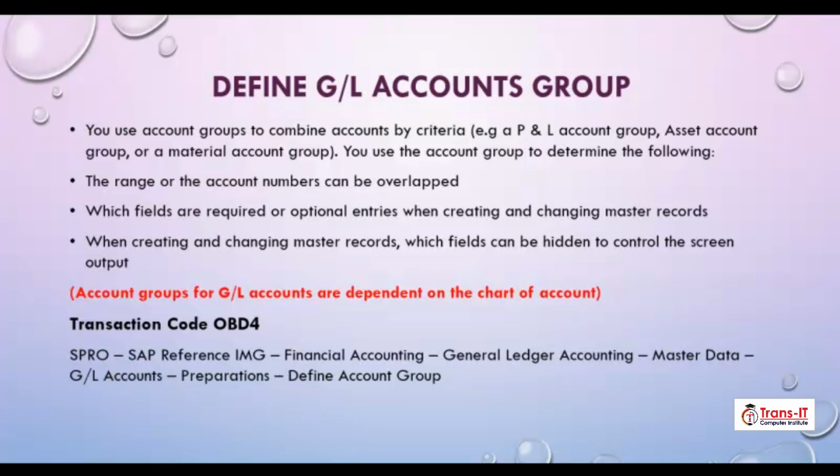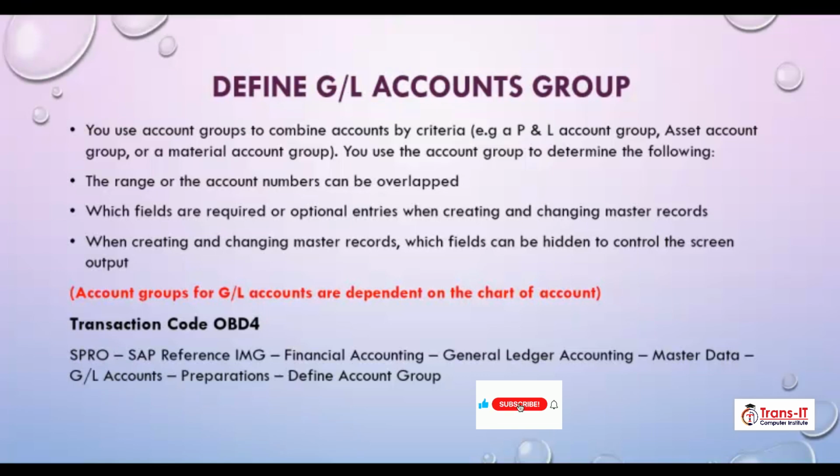What is that? The range of the account numbers can be overlapped. Which fields are required or optional entries when creating and changing master records? When creating and changing master records, which fields can be hidden to control the screen output? So, account groups for GL accounts depend on the chart of accounts.